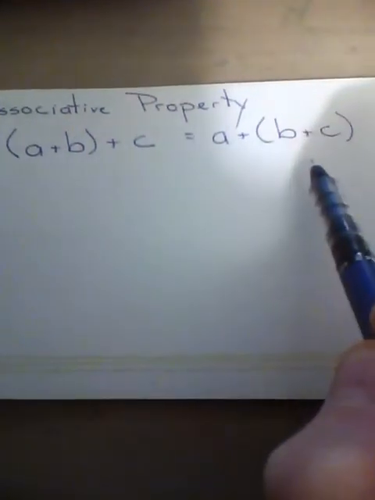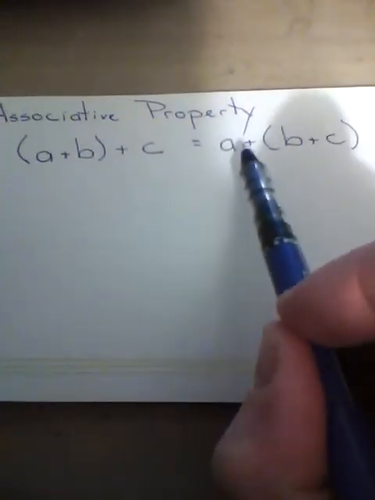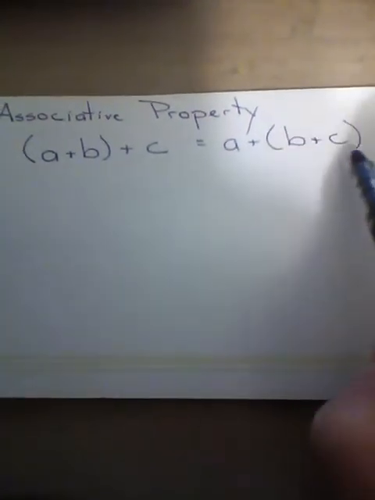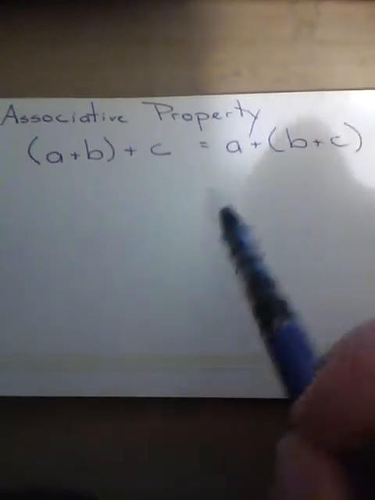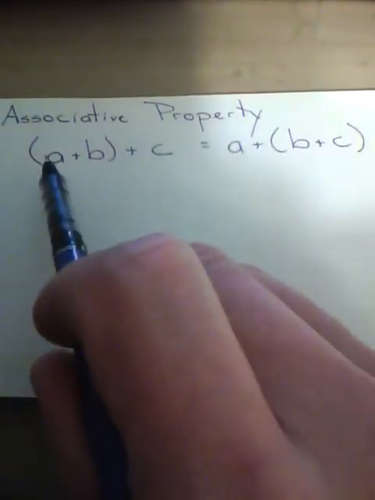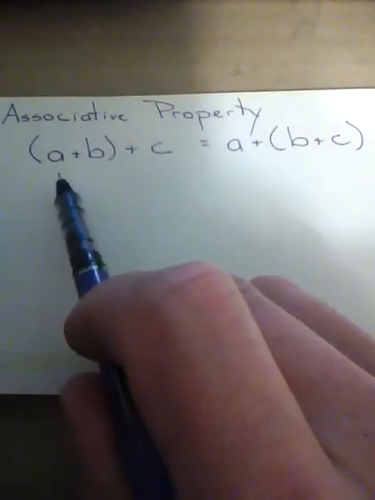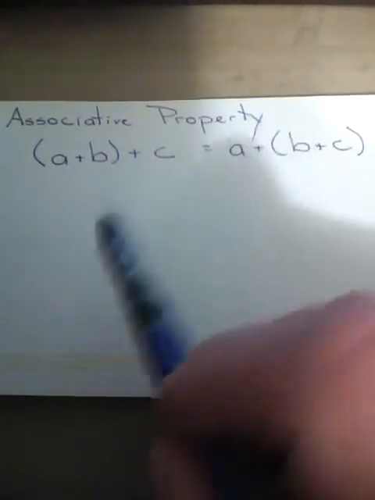Now notice what happens on the other side of the equal sign. A is on the outside now, and B and C are associating together. B and C are together inside the parentheses. What I always notice about associative property, none of the digits change order. They all stay in the same order. Many of you are switching things around.